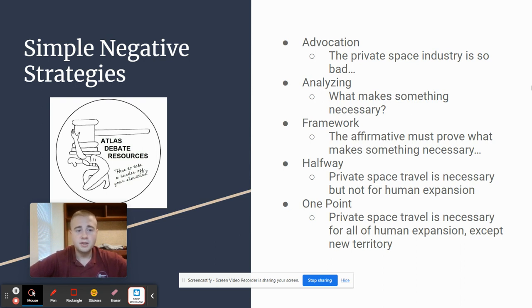So these are the simple negative strategies. The negative has a lot more openings and positions on its side because you're providing the clash. The negative is the side that brings the argumentation. So make sure that you are being the most outspoken, that you are attacking the most, things like that, and make sure you're flowing.